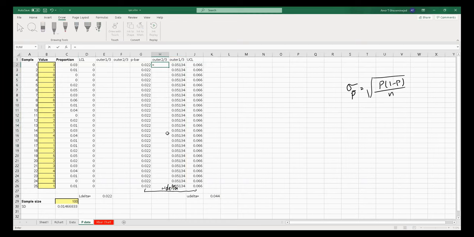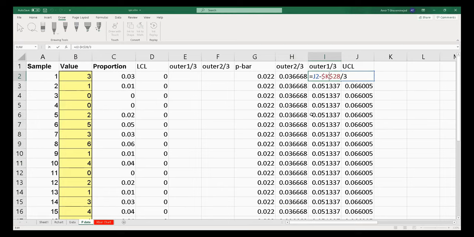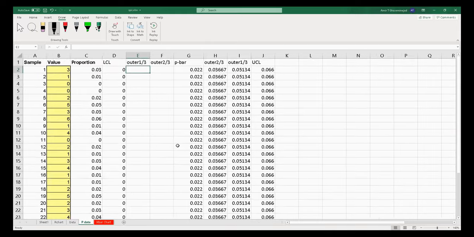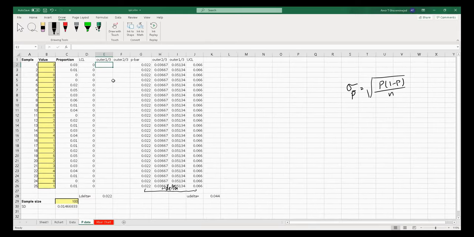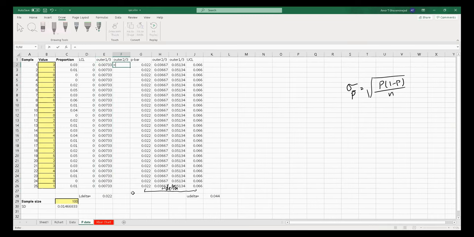And like before, again, if we go from the upper control limit minus, okay. So we will do the same thing on the lower side. It would be the lower control limit plus, hold a second, to show you. It will be the lower control limit plus one third of the delta. And don't forget F4, drag down.